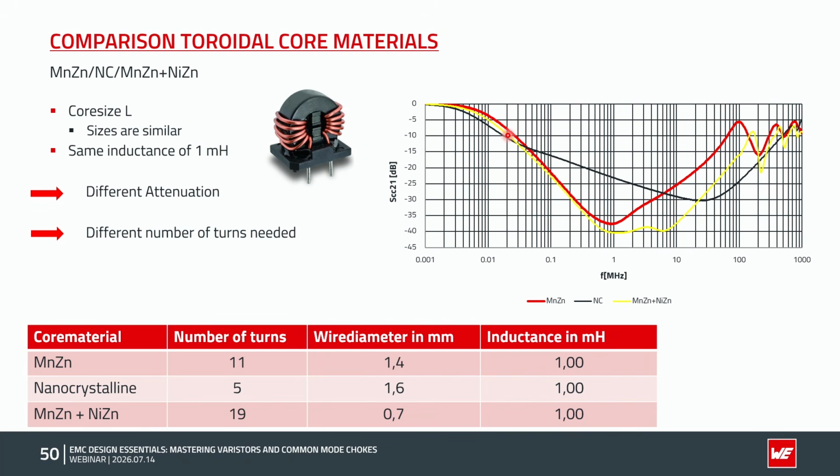And due to the different core materials, we also need a different number of turns for a similar core size to get the same inductance. With this in mind, it could also be possible to have a similar performance with different sizes. A nanocrystalline core could have, as an example, a smaller size for similar performance to a manganese zinc core. And so it's also possible to choose the common mode choke according to the dimensions.